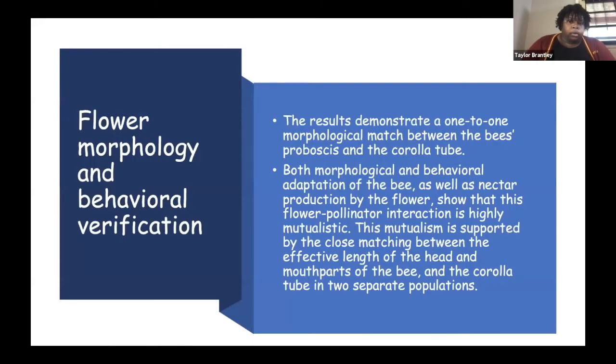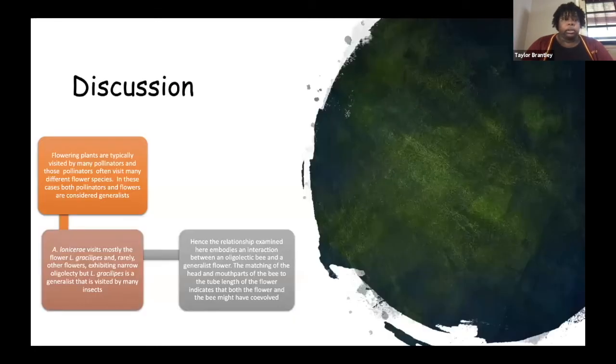So the results demonstrate a one-to-one morphological match between the proboscis and the corolla tube. Both morphological and behavioral adaptation of the bee, as well as nectar production by the flower, show that this flower-pollinator interaction is highly mutualistic. The mutualism is supported by the close matching between the effective length of the head and mouth parts of the bee and the corolla tube in two separate populations.